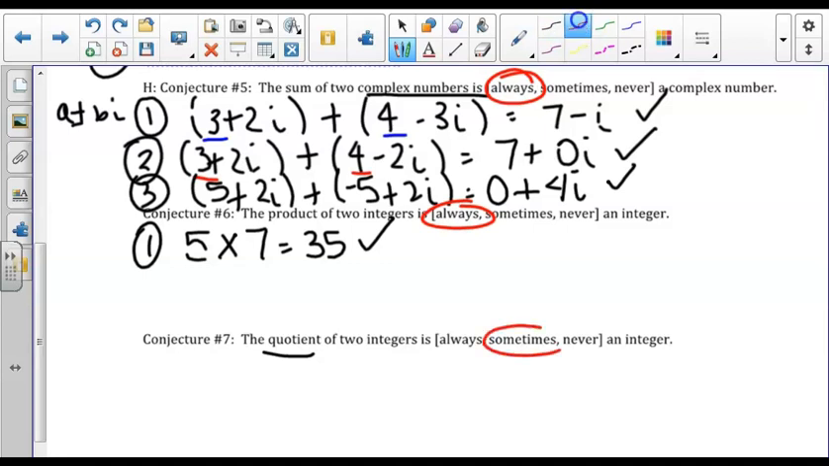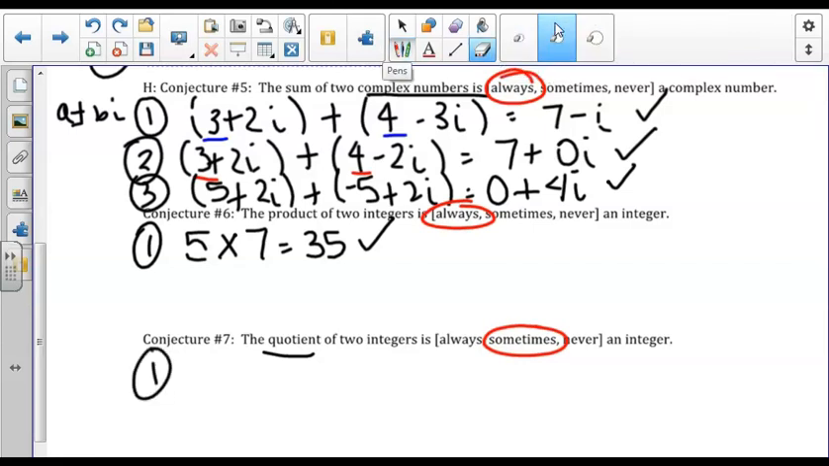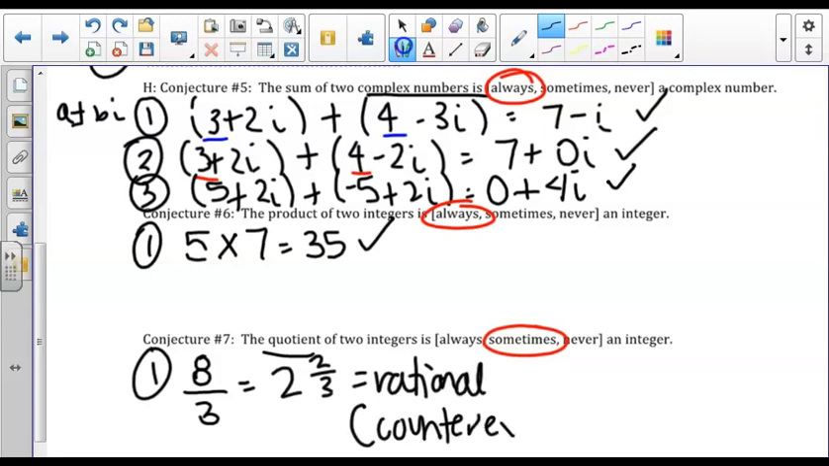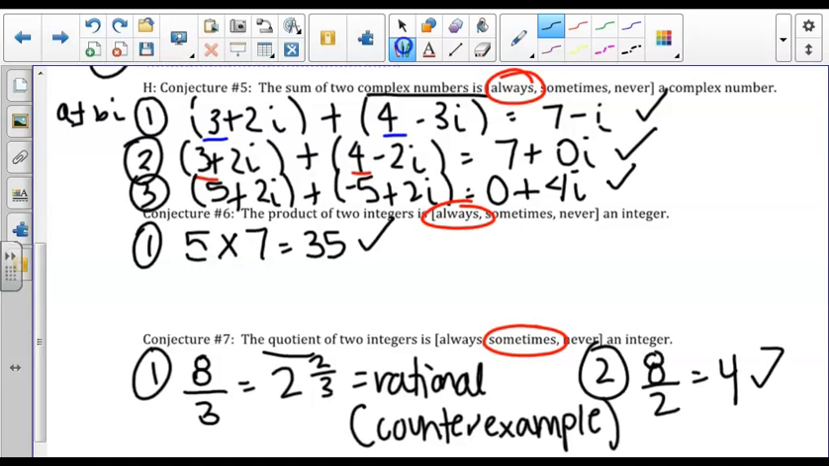that is sometimes true because we came up with a counter example. For example, the example we came up with in class was 8 divided by 3. And 8 divided by 3 is equal to 2 2/3, which actually is a rational number. So therefore, this is what we call a counter example. It's an example that proves that our conjecture is false. So this only sometimes works because if we look at an example where it does work, such as 8 divided by 2, we see that it's 4, and that indeed is an integer.